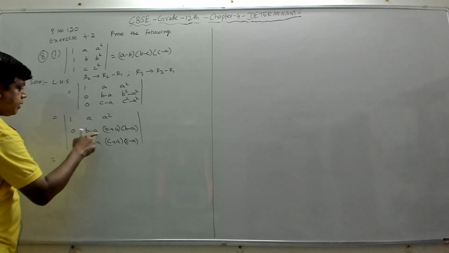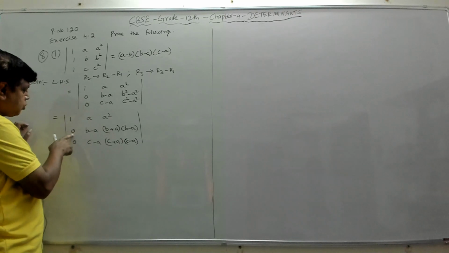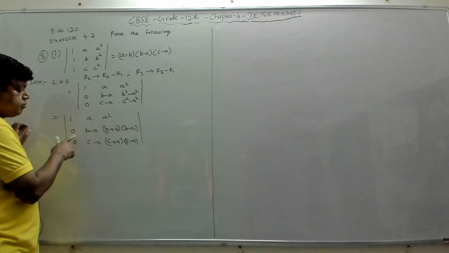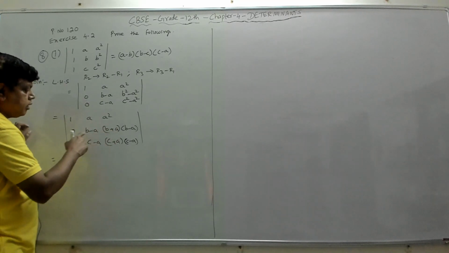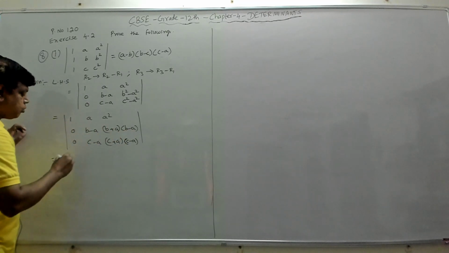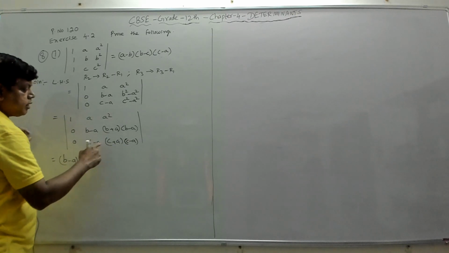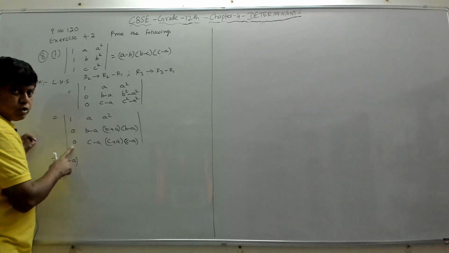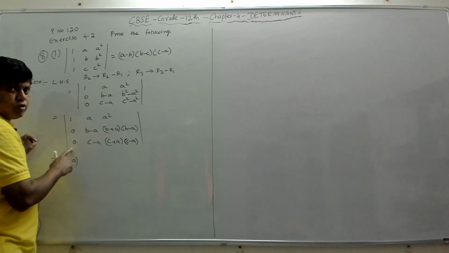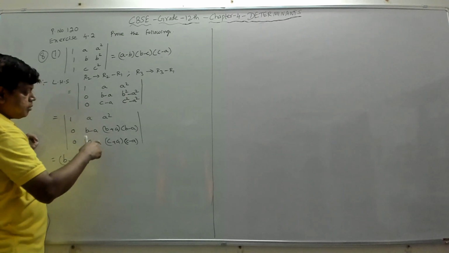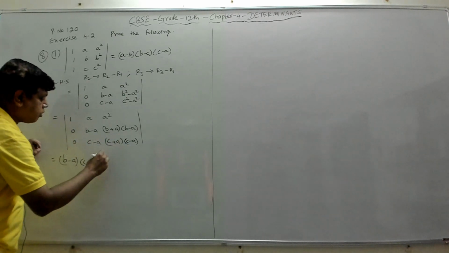Now if you observe, B minus A is present here, and where there is a 0, 0 can be written as 0 into B minus A. So B minus A is common in all the elements of row 2, which means I can take that out of the determinant. Similarly, C minus A is common here as well, and 0 can be written as 0 into C minus A. So I am taking C minus A out from the third row as well.